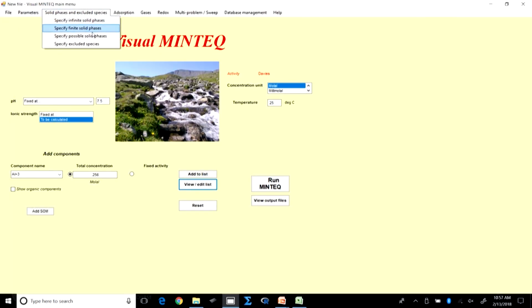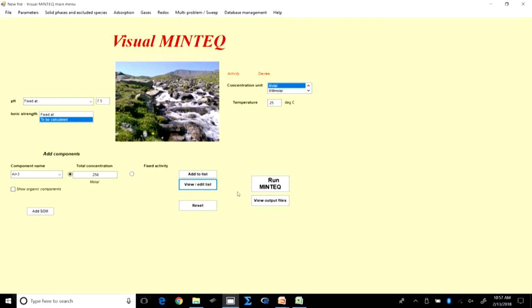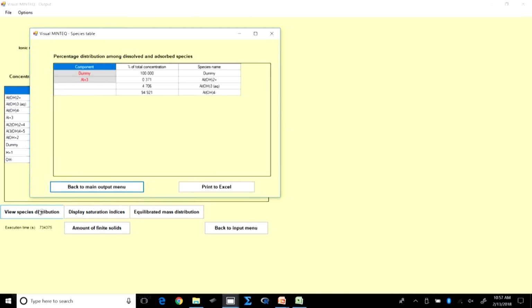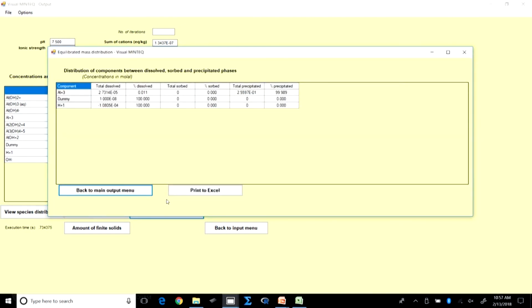So this specifies solid phases, right? And again I need to choose Al(OH)3, the amorphous form, add that, go back to main menu and run MINTEQ. Okay, and now I'm going to look at species distribution. For Al3+, because the pH is similar to 8 in the earlier case, 95% is present as the Al(OH)4 minus complex, but how much of it is present in the dissolved form?